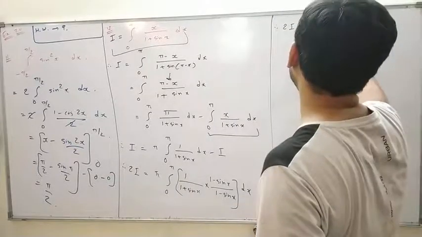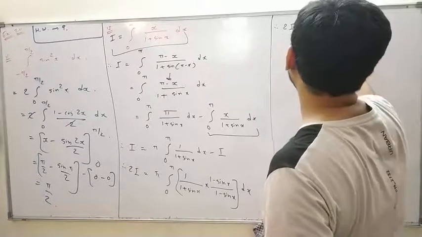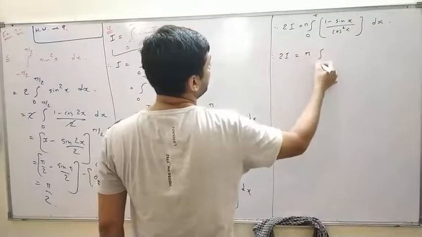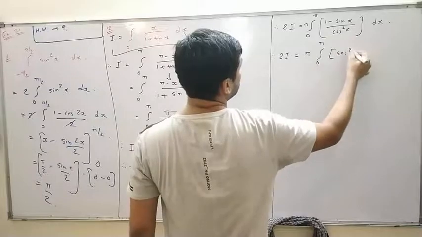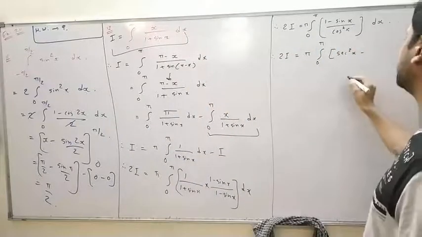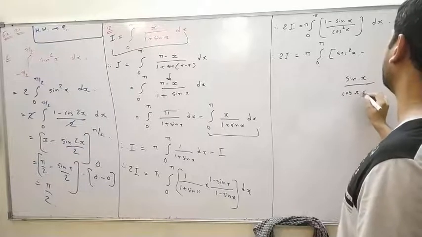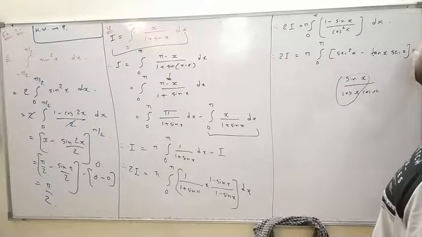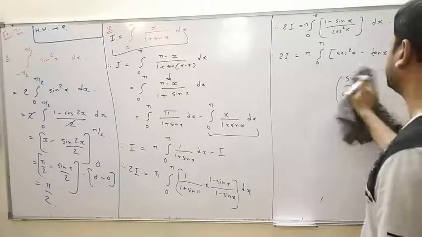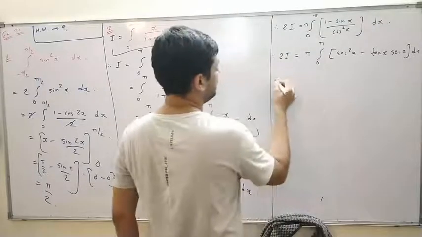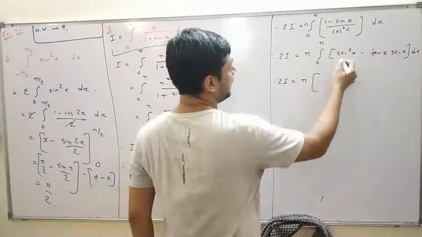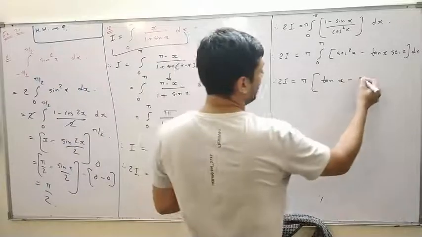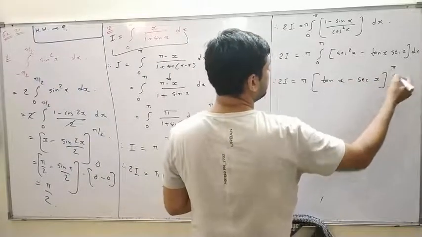1 minus sin square x is cos square x dx. So 2I is equal to pi times the integral from 0 to pi of 1 upon cos square x, that is sec square x, minus sin x upon cos square x. Then sin x upon cos x into cos x, so sin upon cos x is tan x and 1 upon cos x is sec x. So 2I is equal to pi times: integration of sec square x is tan x, and the differentiation of sec x is sec x tan x, so the integration of sec x tan x is sec x. Limit is 0 to pi.